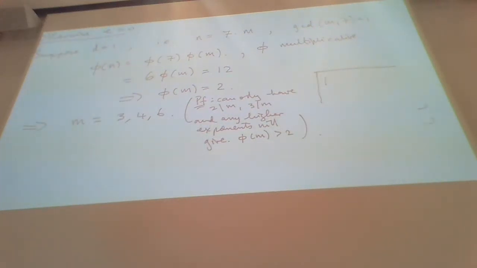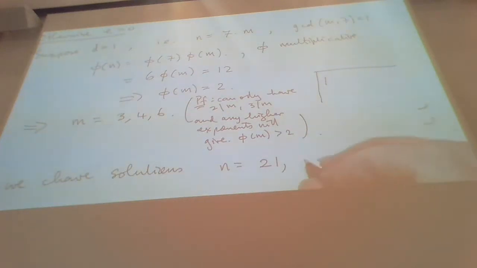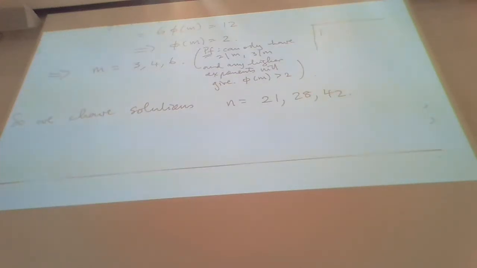So, but this is another 3 solutions. So n is 7 times m, where m is 3, 4, and 6. So we have 3 more solutions, n equal to 21, 28, and 42. Bingo. So the 96 are falling quickly. Okay. We've gathered up, how many solutions have we got so far? 2, 5, 13, 26, and these 3.